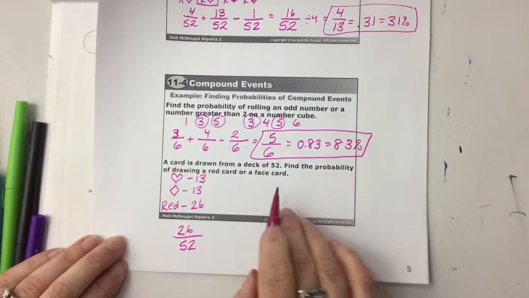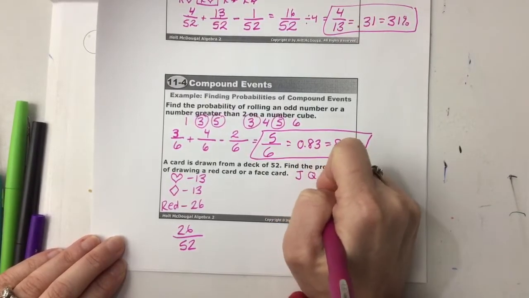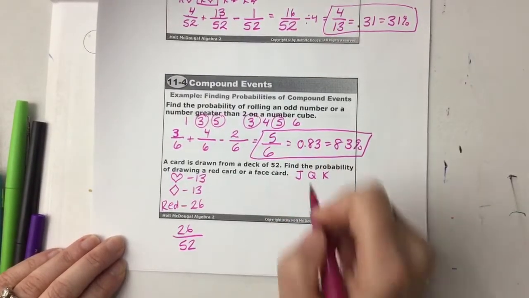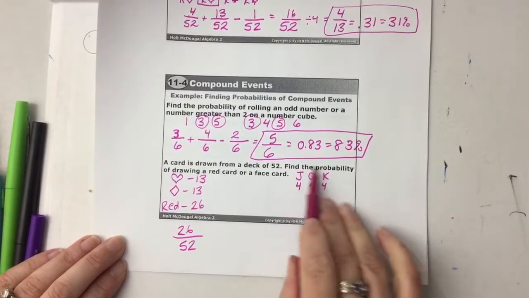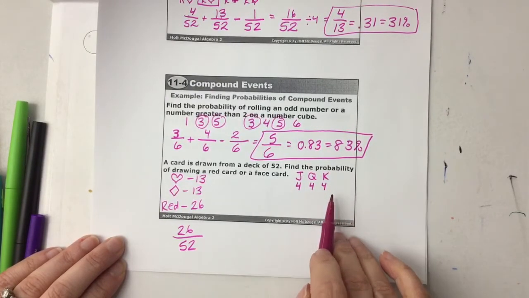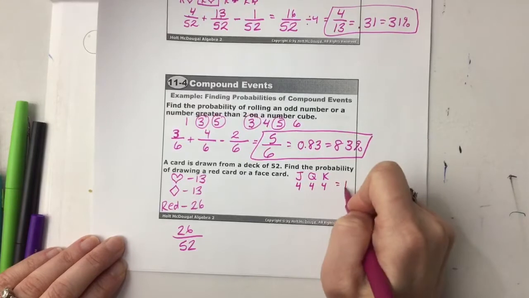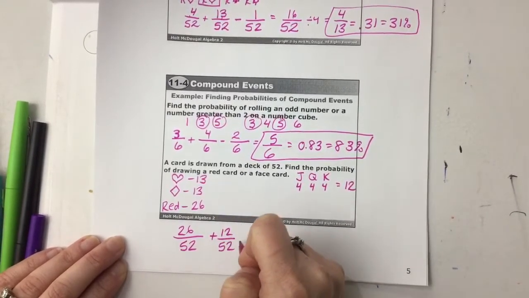Face cards, remember those are the cards that actually have a face. So jacks, queens, and kings have a face. There are 4 of each of them because there is 1 of each in your hearts, diamonds, clubs, and spades. So there are 12 face cards out of 52.